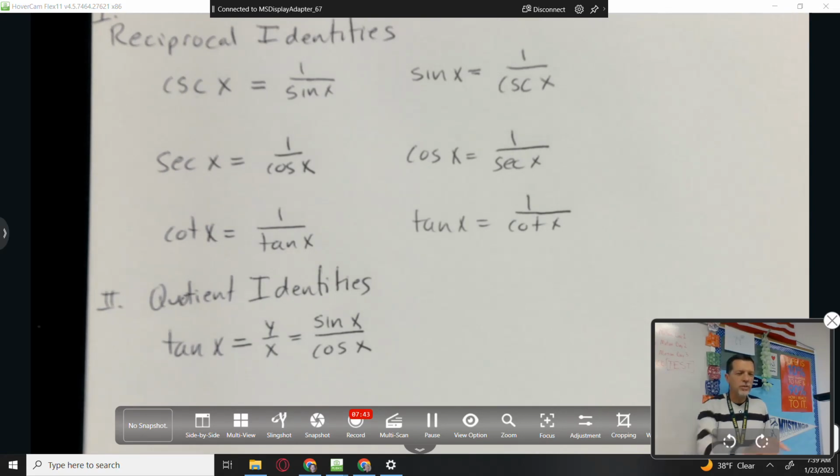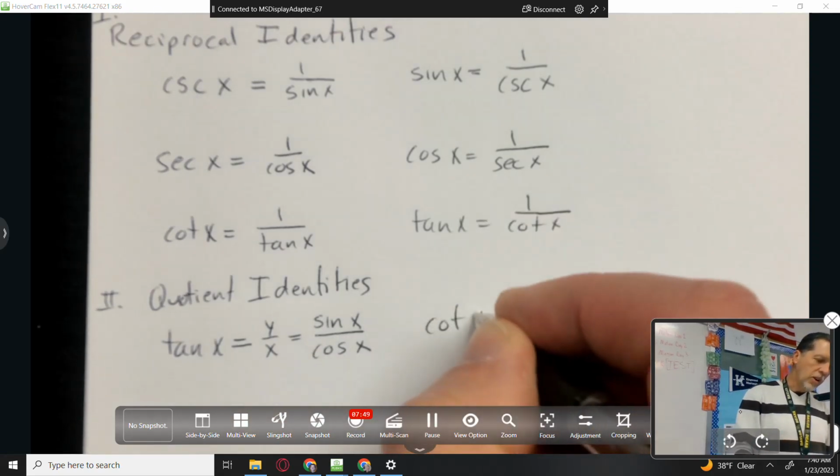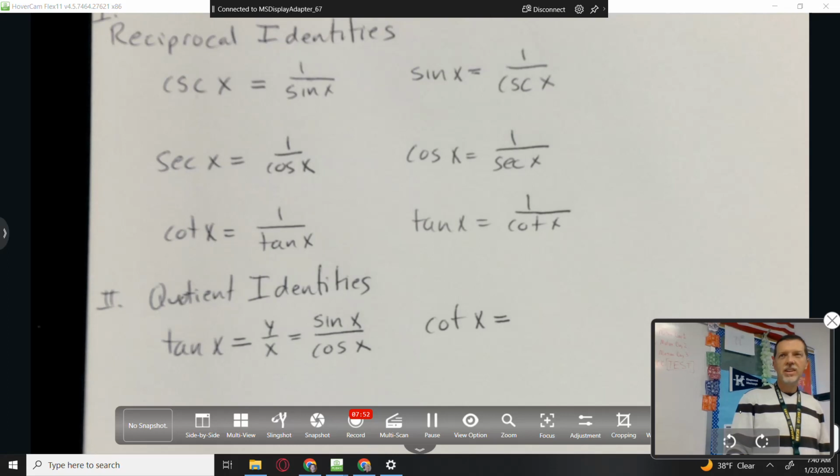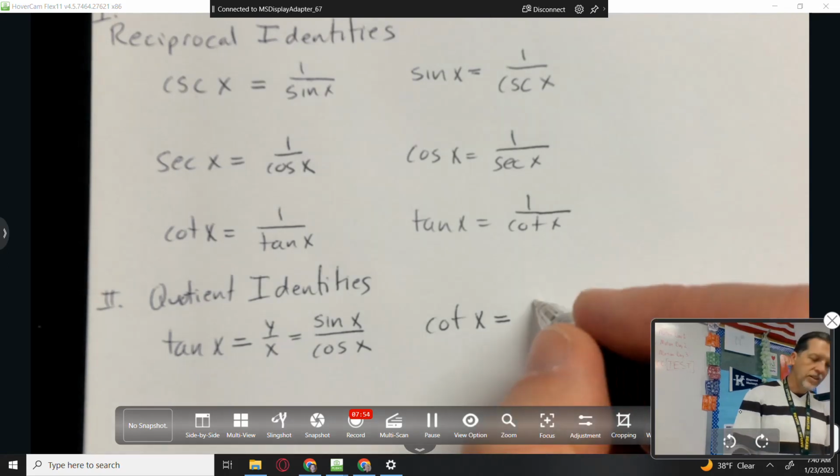And I don't know that we said that. We just kind of stuck with y over x. But that's sine over cosine, which means that cotangent is cosine over sine.